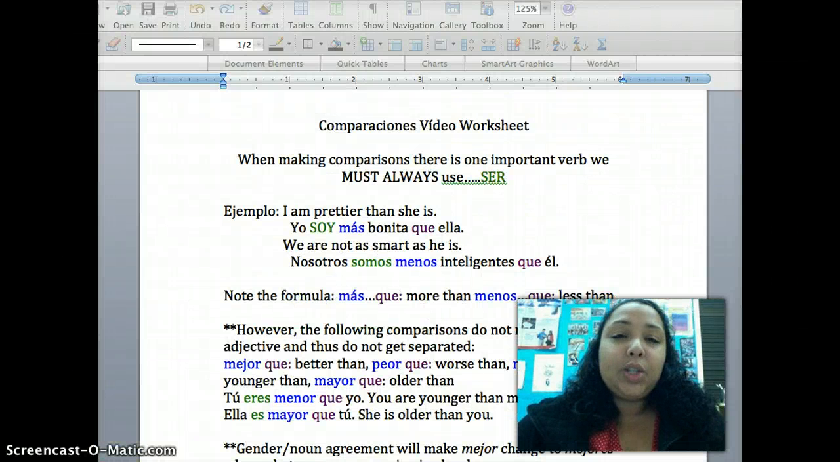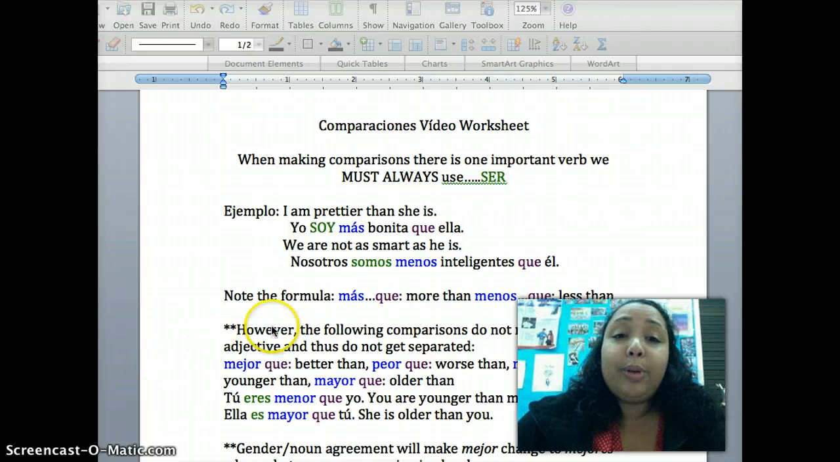Okay, I've changed the screen here. I'm off of the textbook, and I typed a little something up so that we can go over it together. Something that you really need to pay attention to is the fact that when making comparisons, there is an important verb that we must always use, and that is ser. You know, ser is for origins, it's for date and time, it's also for professions, possession. Well, it's also for comparisons.